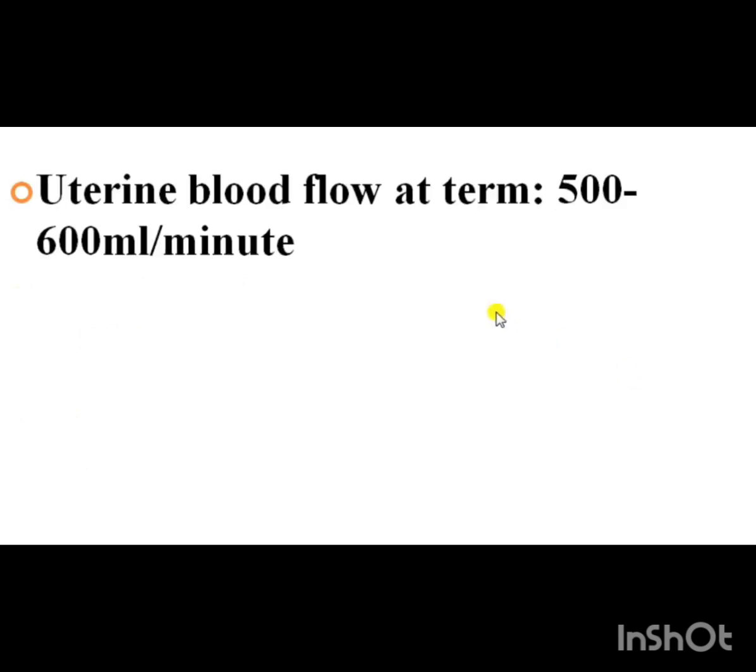Next, the uteroplacental blood flow through the placenta at term, that is, uterine blood flow at term, is 500 to 600 ml per minute. So uteroplacental blood flow is 500 to 600 ml per minute and fetoplacental blood flow is 400 ml per minute.